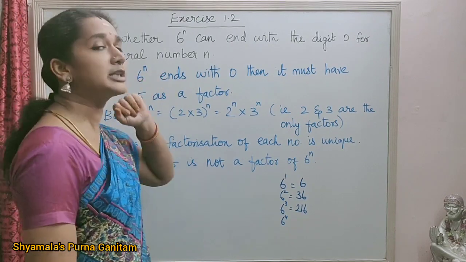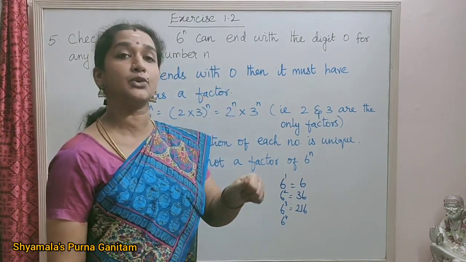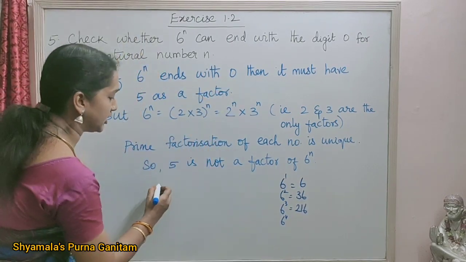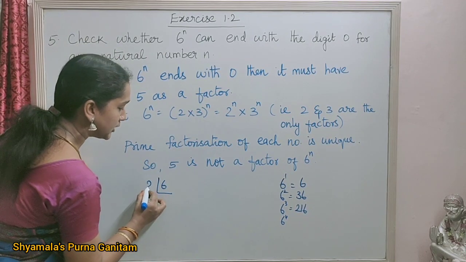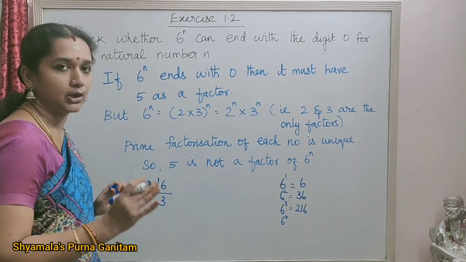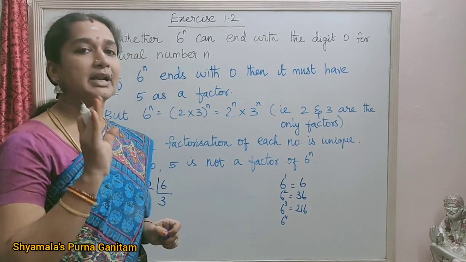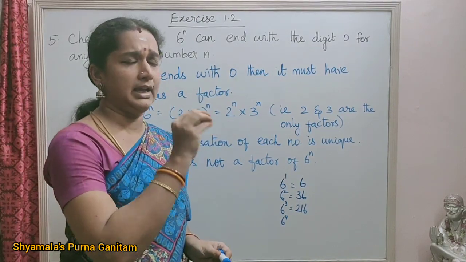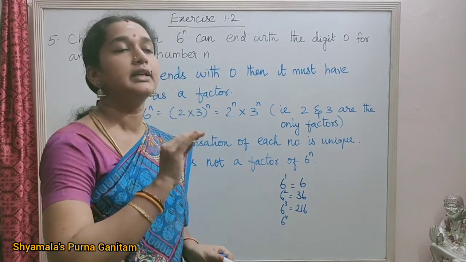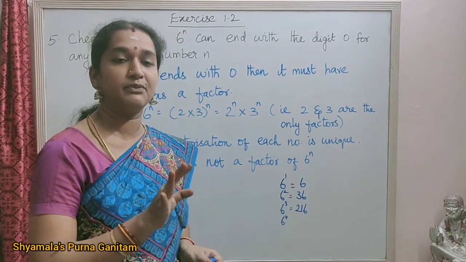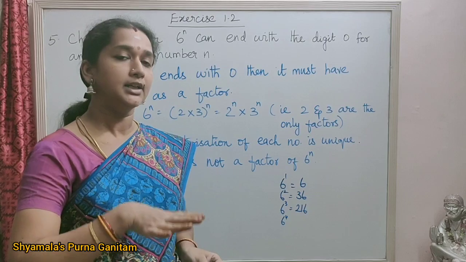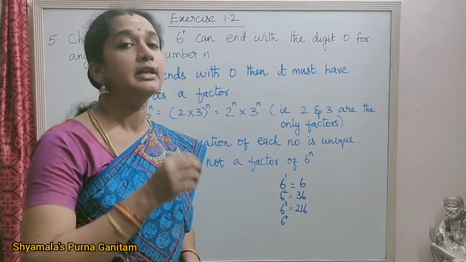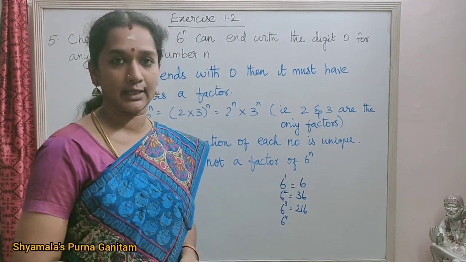So if you take 6 power n, what are the factors of 6? When you find the factors of 6, you know that it is 2 and 3. 2 and 3 are the only prime factors for that. If any number has 5 as a prime factor, then only it will be ending with the digit 0.